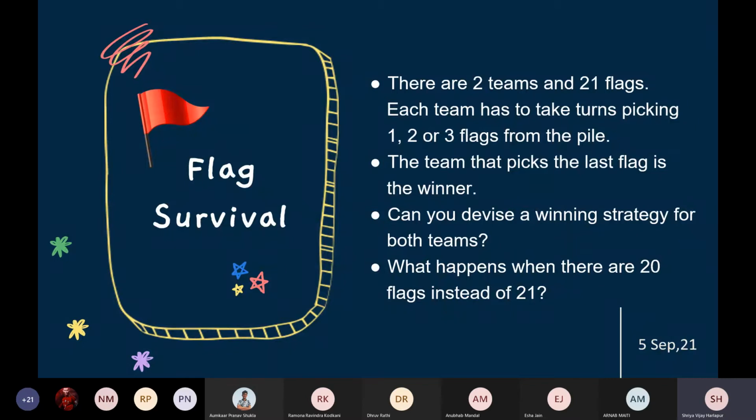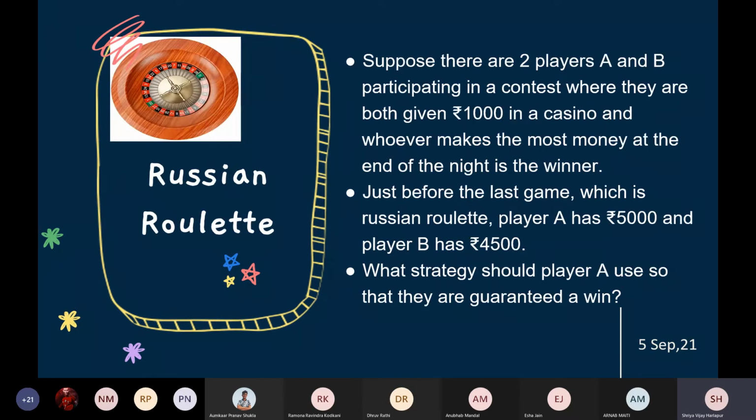Does anyone have any questions about how we arrived at this? All right. Seeing none, I'll move on to the next problem. You guys can unmute and throw out guesses as well. There's no problem. I want this to be interactive.